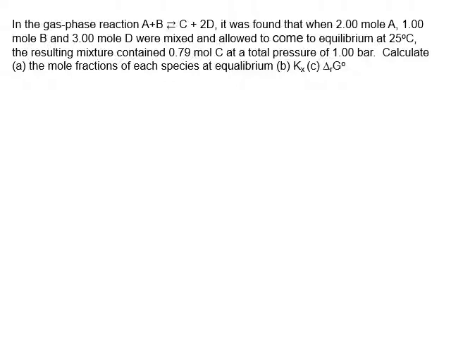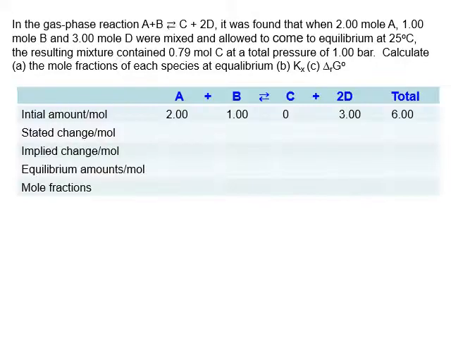Now this reaction involves the moles before equilibrium and after equilibrium. The best approach for this type of reaction is to make a table and show the initial amount before equilibrium and the amount of every substance after equilibrium. So what do we know? Initially, you have 2 moles A, 1 mole B, 0 C, 3 moles D, and the total is 6.